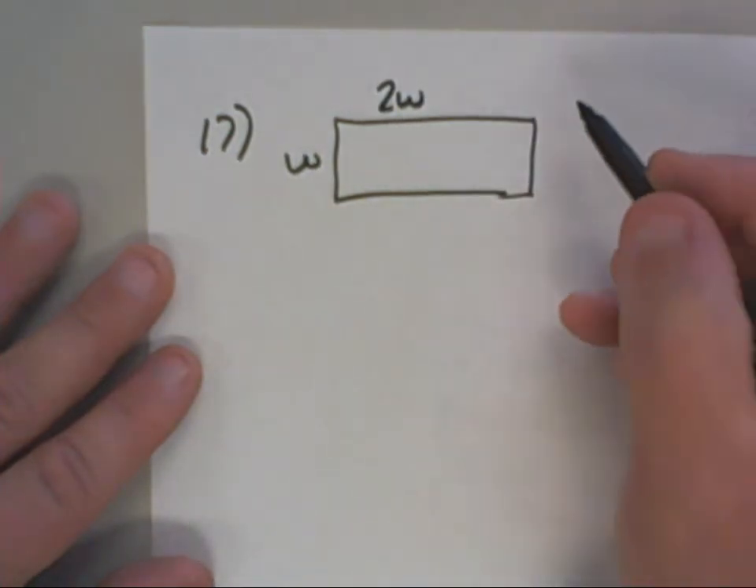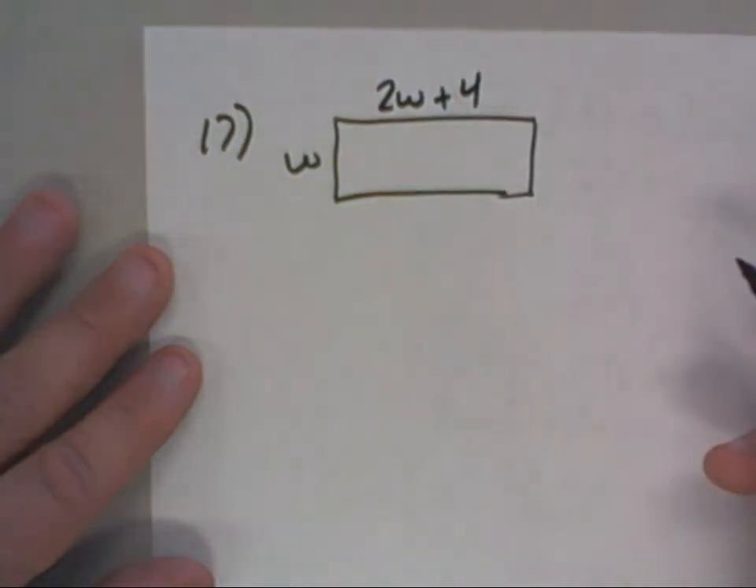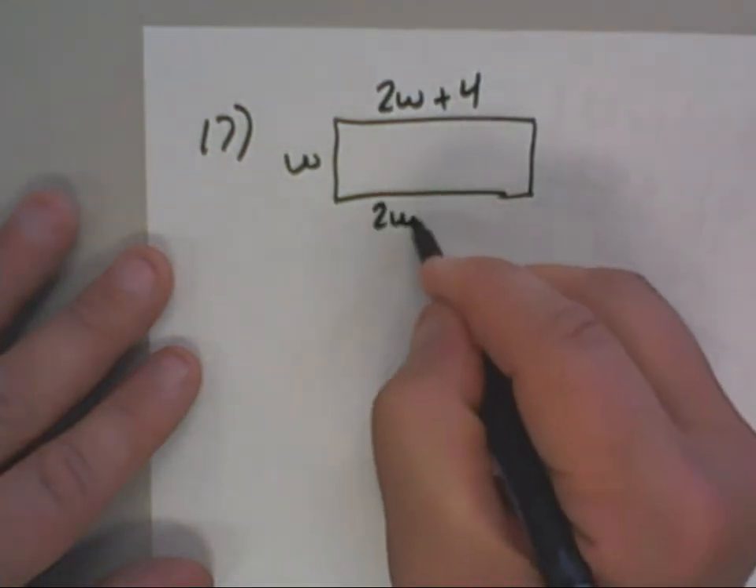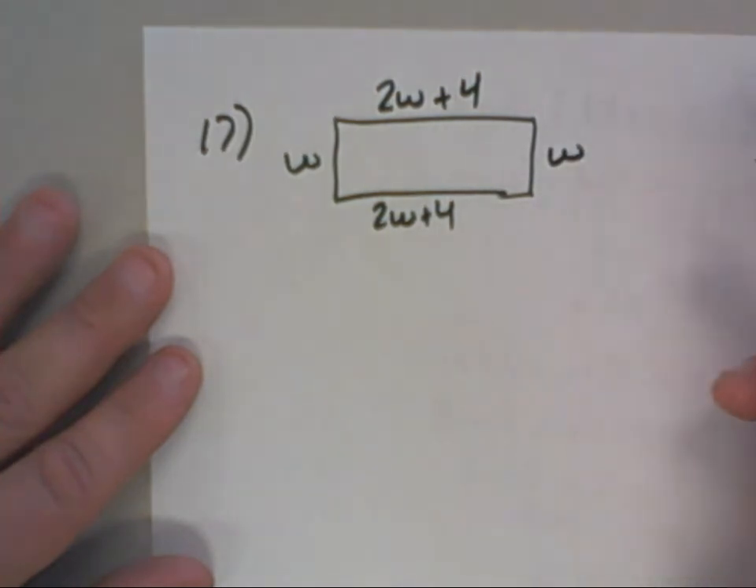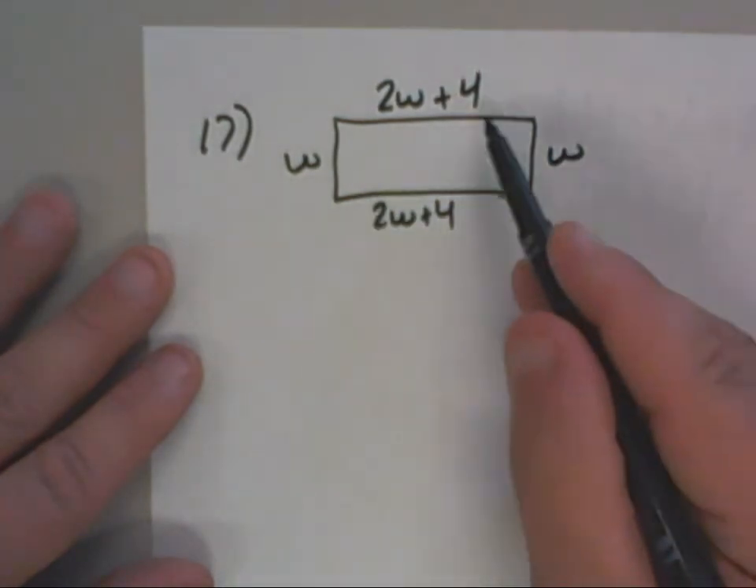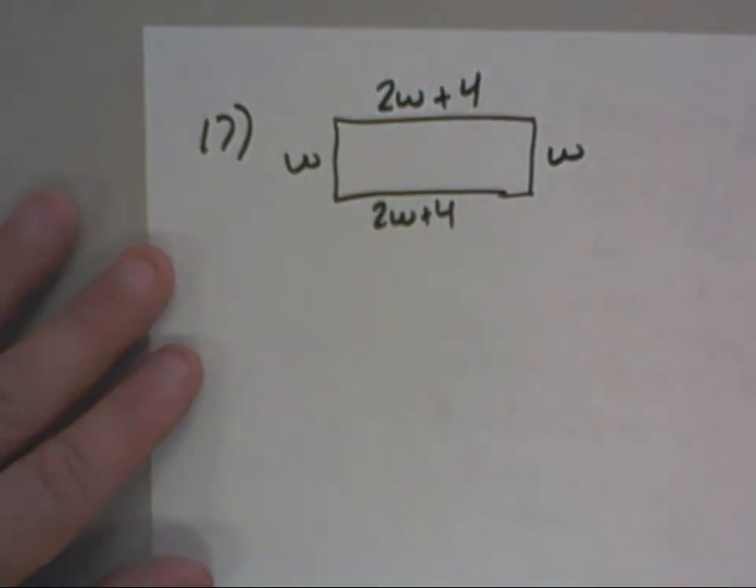Well, twice the width is 2W. 4 more than that is 2W plus 4, which means I'm going to have 2W plus 4 down here, and W is the same side as this side. So we have all of the sides there, and now it says that the perimeter is 50 inches.